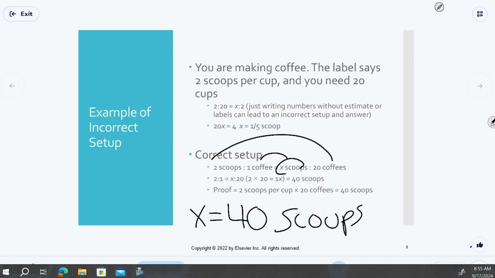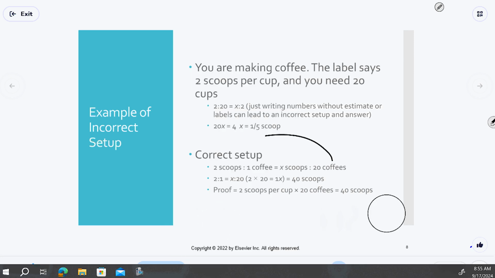And again, if I took this to prove it and I put 40 scoops where the X was, it'd be 1 times 40 is 40, and 20 times 2 is 40. 40 equals 40. I have proved my answer correct. I wouldn't say that you always have to prove your answer is correct, but I tell people, don't forget that's an option. If you're ever confused and you want to double check your answer, that's a way to double check it. And if it doesn't equal, then you know you did something wrong.